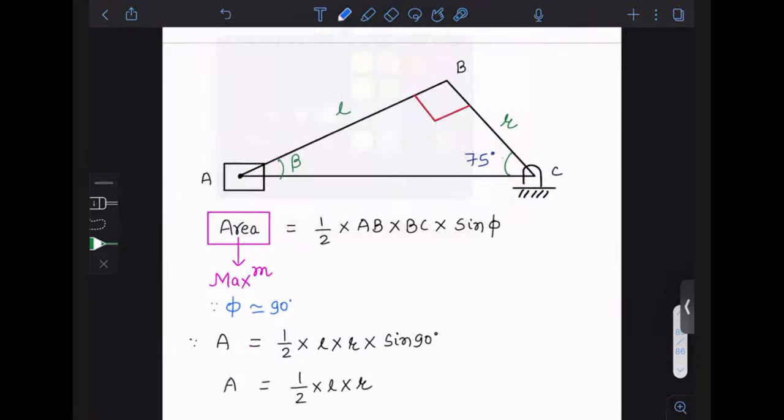And L by R, how can we find out? So in triangle ABC, tan 45 is equal to, tan 75, sorry. Tan 75 is equal to L by R.